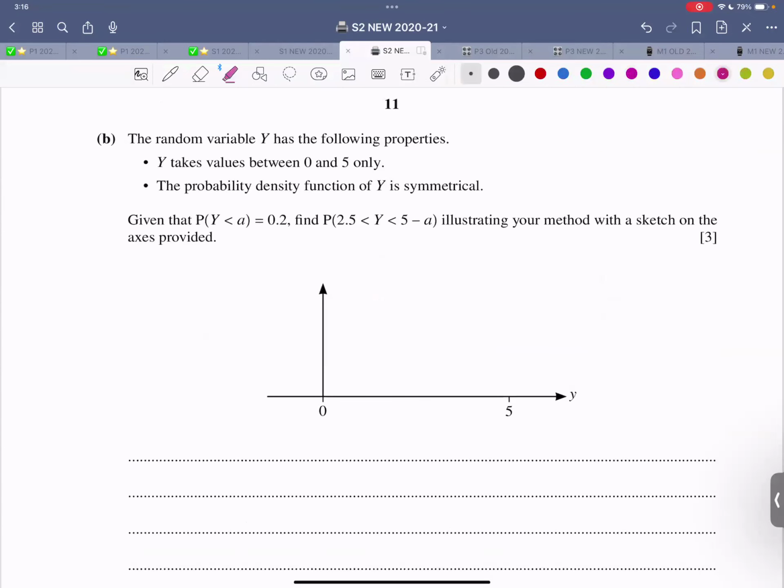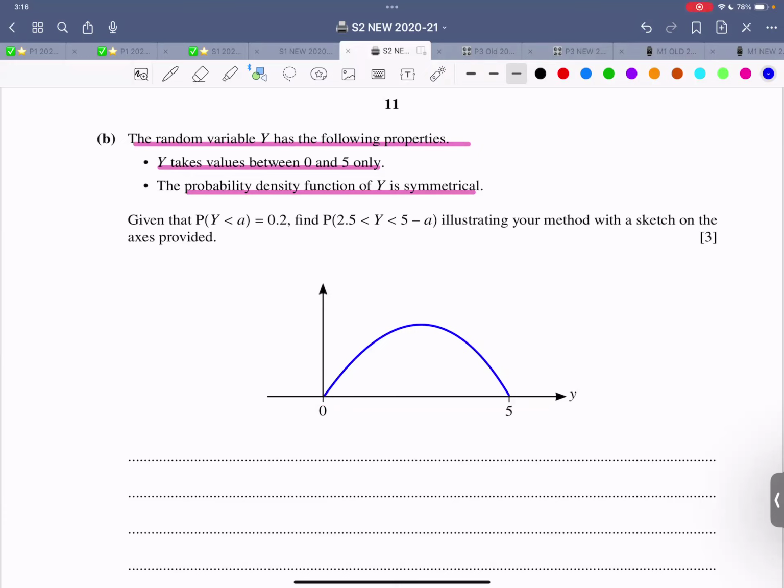The random variable y has the following properties. This is very conceptual. Y takes values between 0 and 5 only. The PDF of y is symmetrical. So the sketch should be between 0 and 5. The shape does not make a difference; symmetry makes a difference. So let me draw a little bit of symmetry over here. Quadratics are symmetrical. Normal distribution is symmetrical. So I'm drawing it like this, just to give you this idea.